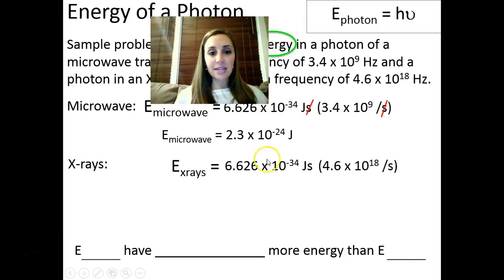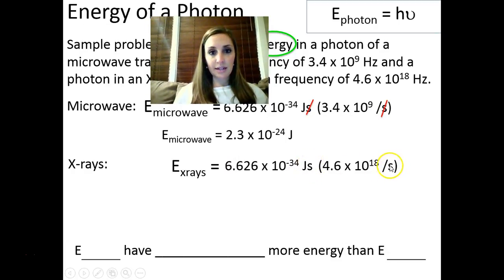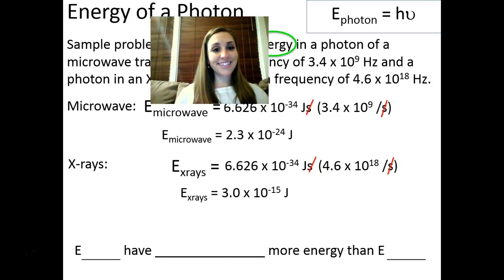So here's the initial equation for the energy of the X-ray. Same thing, do we have stuff that cancels? Well, seconds is technically on the top, and this seconds is technically on the bottom because you're dividing per second. So those will cancel. And again, multiply straight across. 6.626 e negative 34 times 4.6 e 18 equals. What'd you get? Is it this?